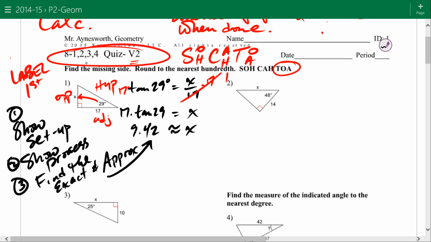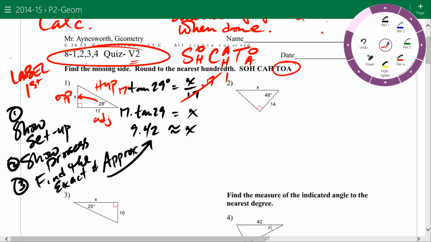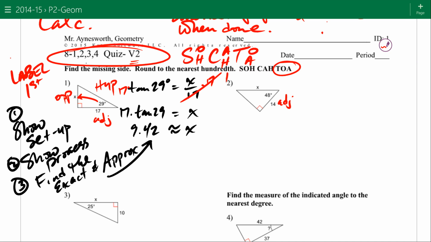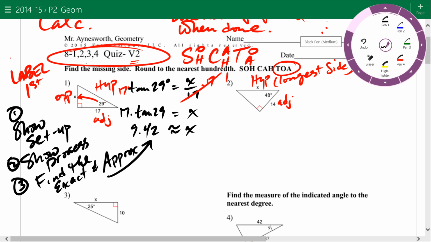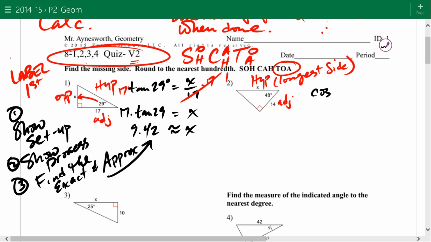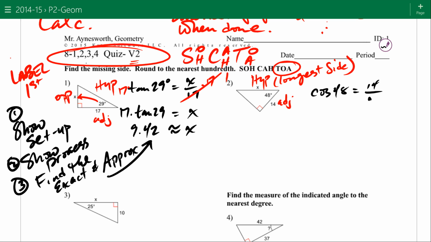Let's continue here. Let's take this triangle and label the sides. The side adjacent to 48 degrees is 14. Opposite of the right angle is the longest side, called the hypotenuse. The function that deals with adjacent and hypotenuse is your cosine function. So let's set up a cosine equation here. Cosine of the angle, 48 degrees, is equal to the adjacent side 14 divided by x. That's my setup.